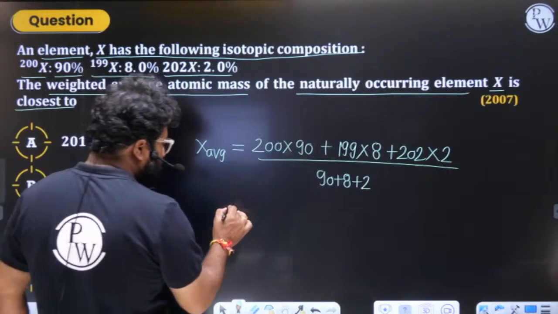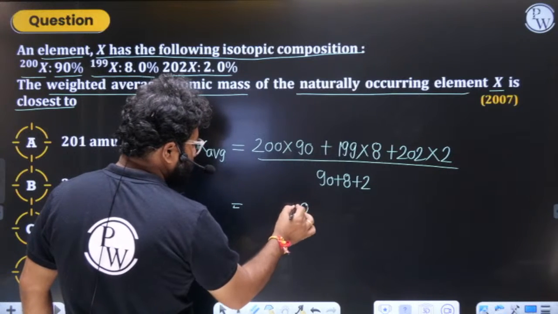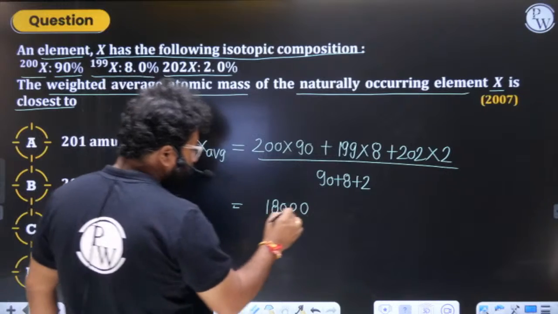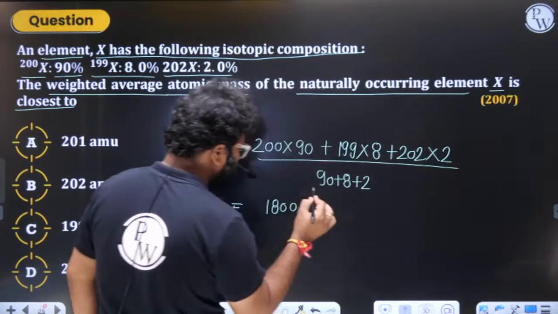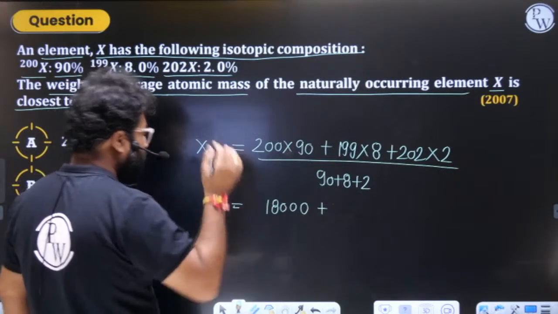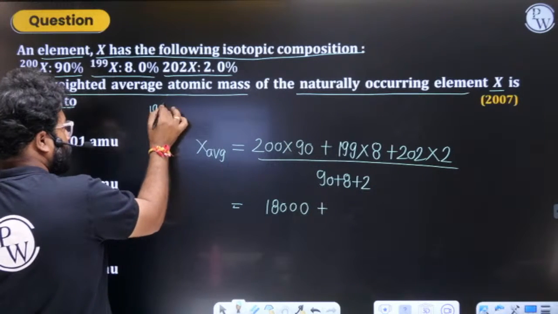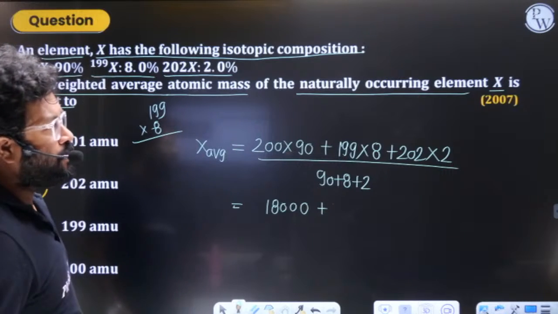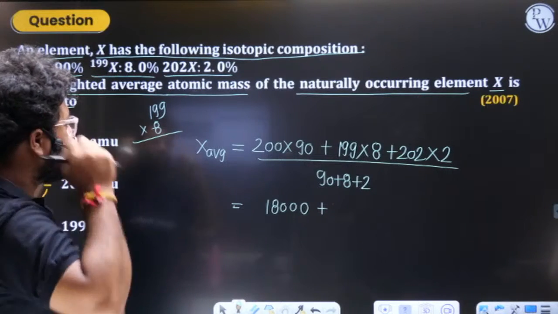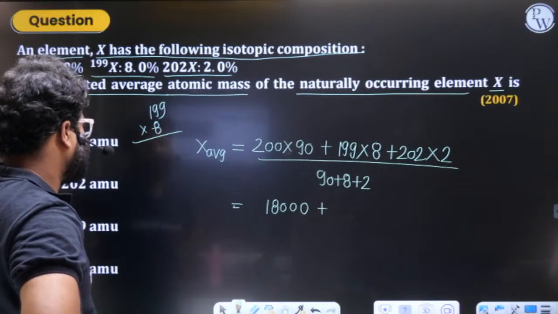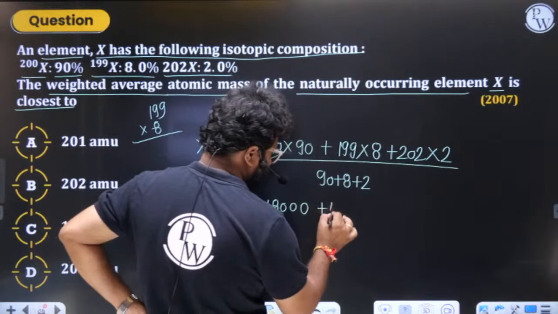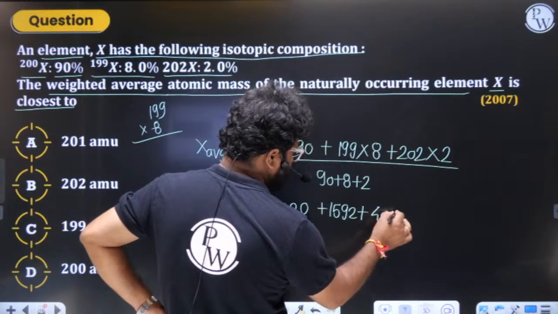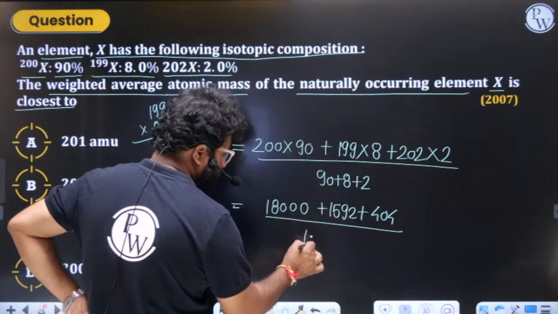Okay? So 200 into 90 is 18,000. 199 into 8: it is 200 into 8, how much is it? 1600. 1600 is getting subtracted by 8, so 1592. Plus this is 404, divided by 100.